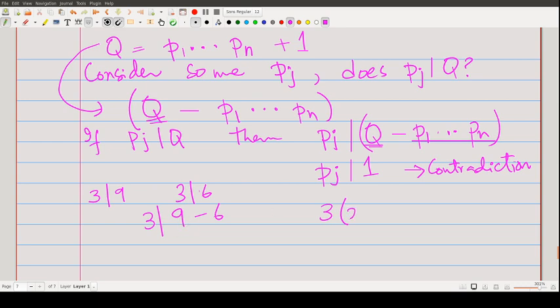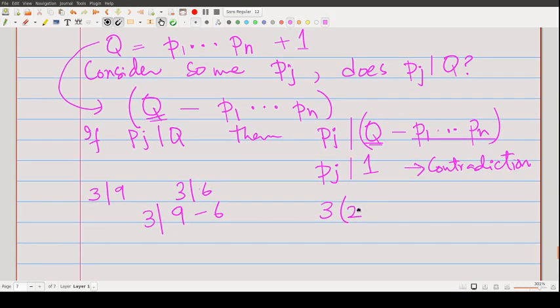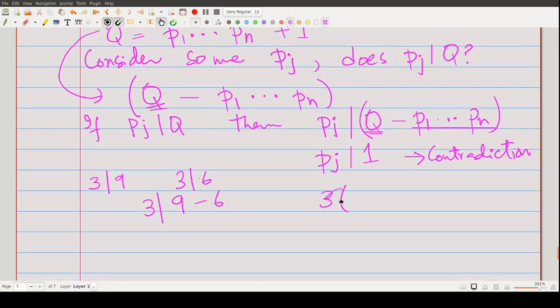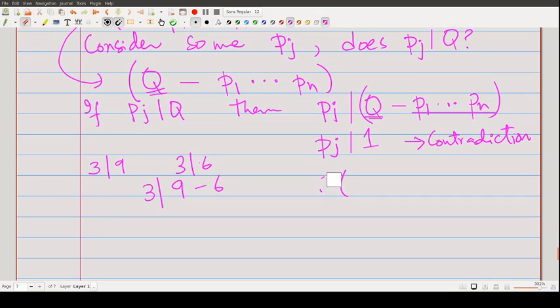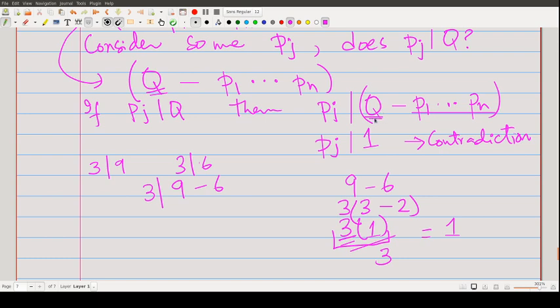If you have 9 minus 6, I can take 3 common from here, which is 3 times (3 minus 2), and 3 times 1 is 3. The result is a multiple of 3. So if our assumption is that Pj divides Q, then you should be able to take Pj common from here and from here as well. But the result of this entire thing is just 1, and Pj, a prime number, can't divide 1. So that's a contradiction.